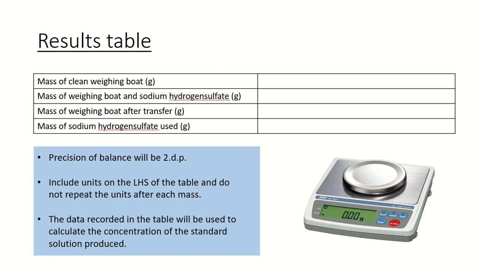The data recorded in the table will be used to calculate the concentration of the standard solution produced. So anything that we write down here, we're going to need later for the actual analysis of the results.